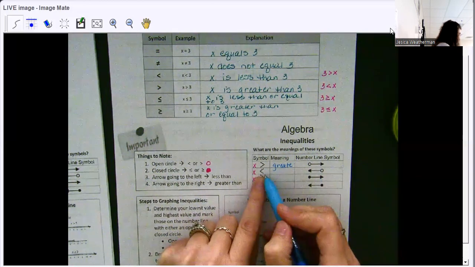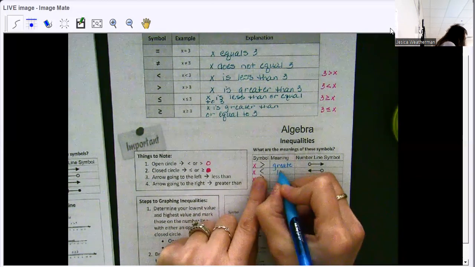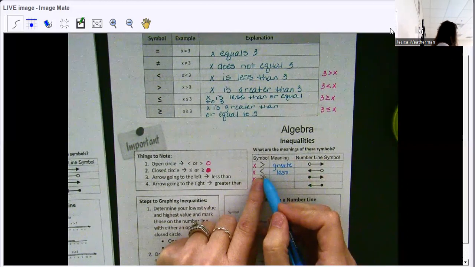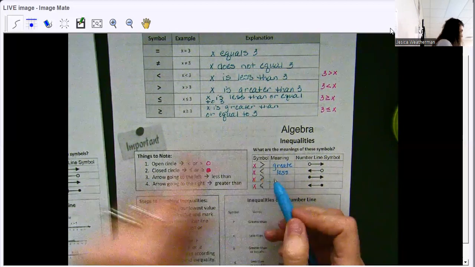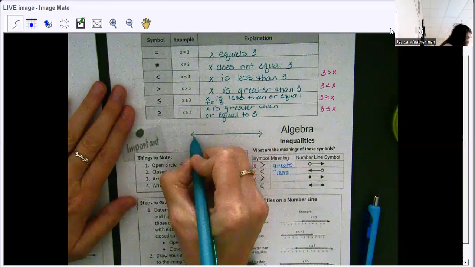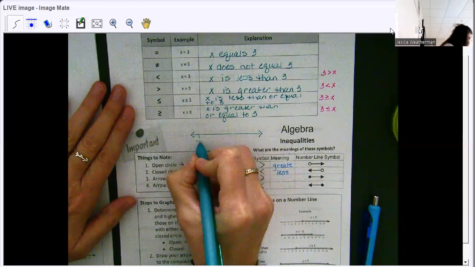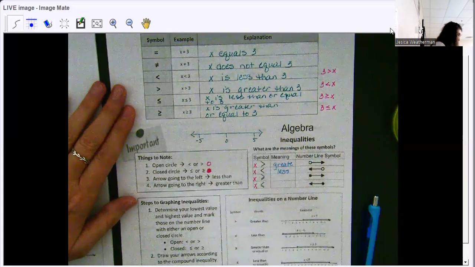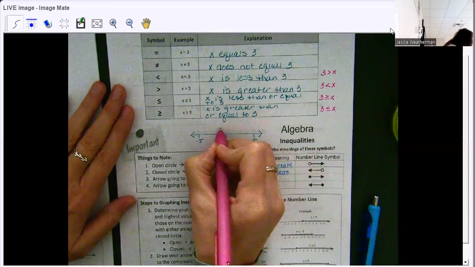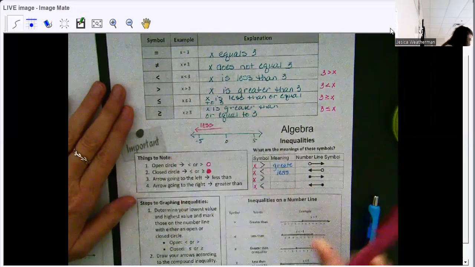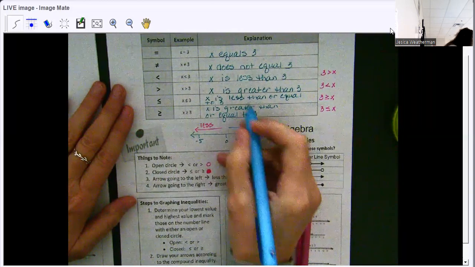Here, x is less than. So you have an open circle because there's no equal sign below it, and it will go to the left. That's the less than direction on a number line. So if that's a little bit confusing, if I had a number line right here, imagine that I had a -5 here, 0, and a +5. This right here is less, and this over here is greater.